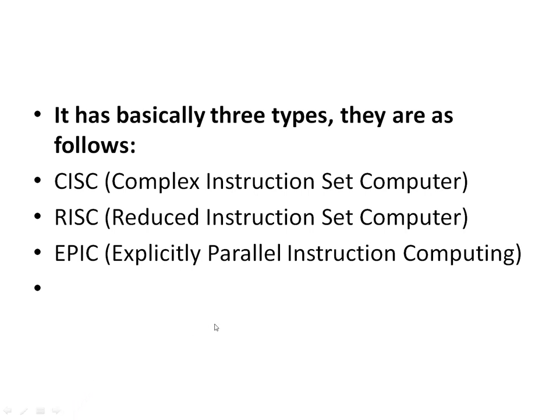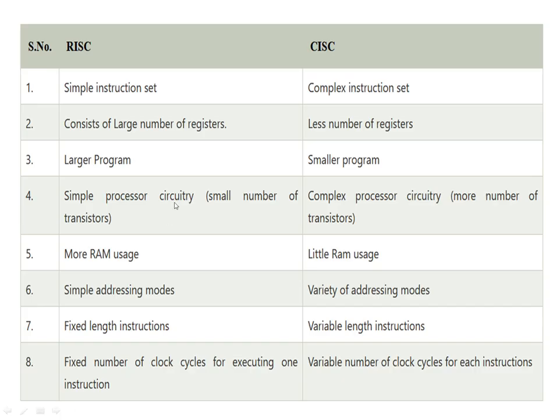There are basically three types: CISC, RISC, and EPIC. They are complex instruction set computing, reduced instruction set computing, and explicit parallel instruction computing. RISC has a simple instruction set, while CISC has a complex instruction set. RISC consists of a large number of registers, while CISC has fewer registers. RISC has larger programs, while CISC has smaller programs.